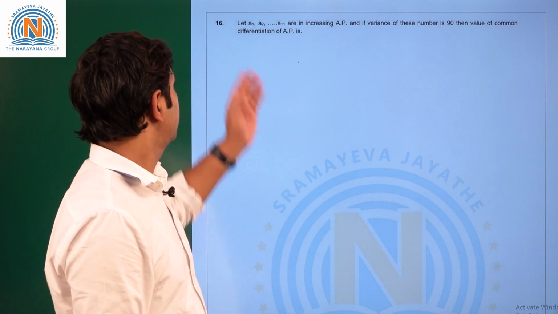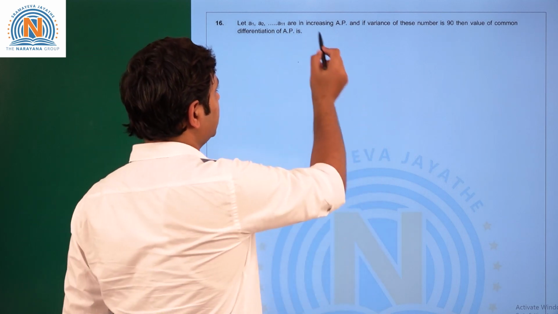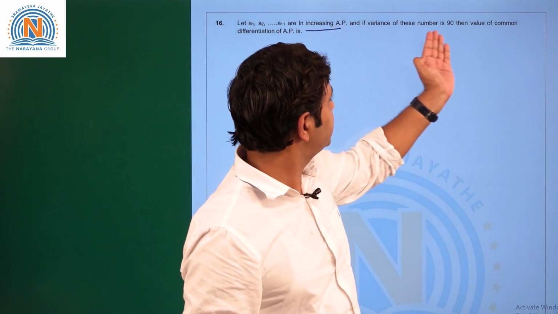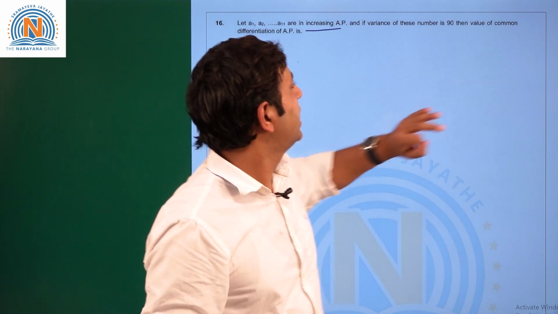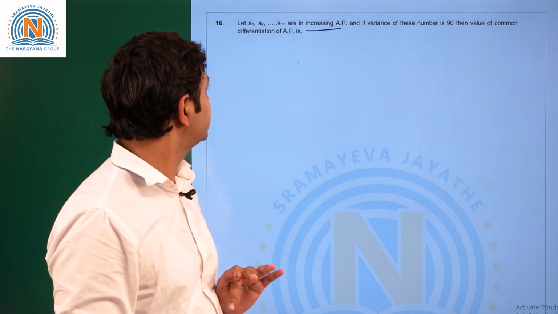Here we have A1, A2, A3, up to A11 in an increasing AP. We'll underline that so that we don't forget. And if the variance of these numbers is 90, let us decide which formula to use. Then the value of the common difference of the AP. Okay, we want to find the common difference D of the AP.